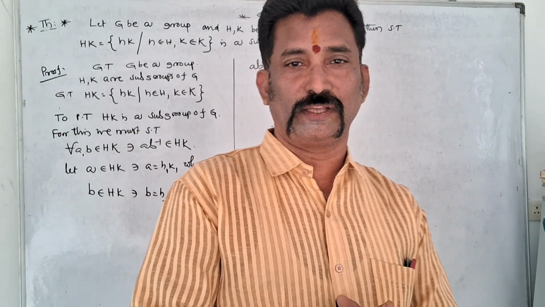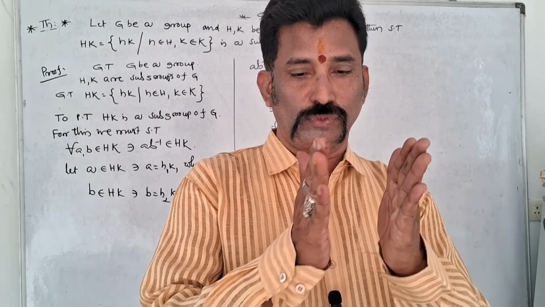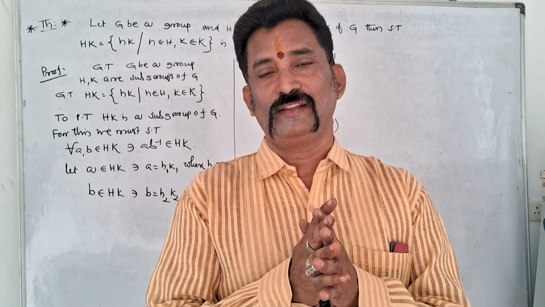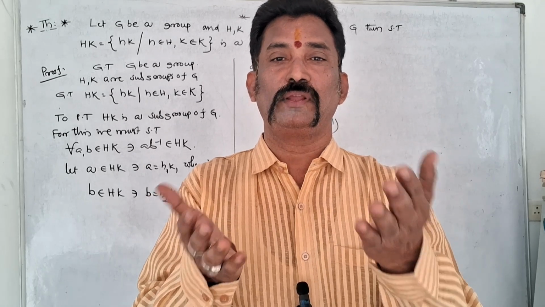I just told you the one theorem. To prove that HK is a subgroup of G, for this we must show that for all a, b belongs to HK, which implies ab inverse belongs to HK.